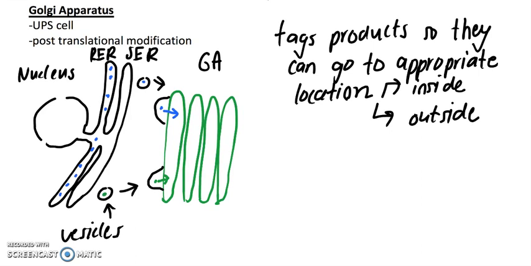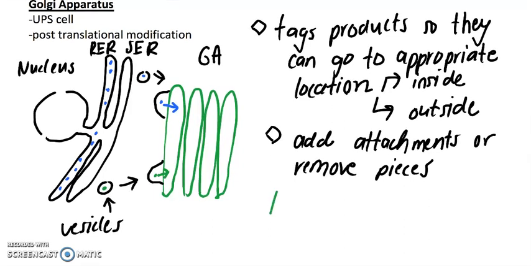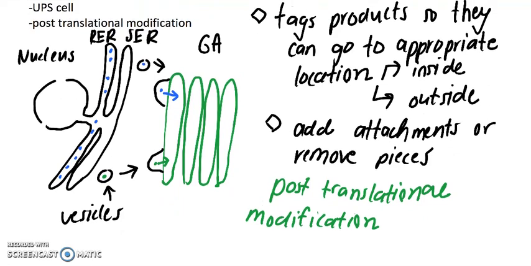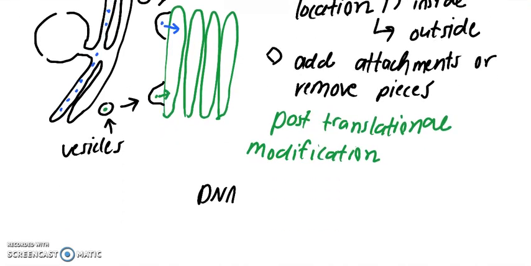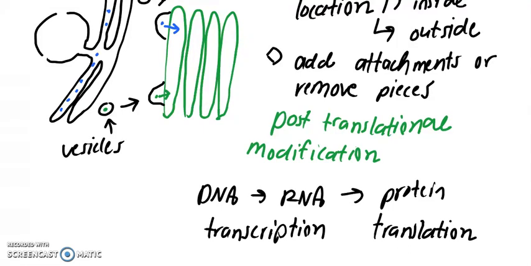It depends on the product. And one other thing it does, it can add attachments to products, or it could remove attachments, or we can remove pieces. These two things, we call this post-translational modification, because this process happens after translation. So DNA to RNA, this is called transcription. And then RNA to protein, this is called translation. So the changes by the Golgi happen after that.